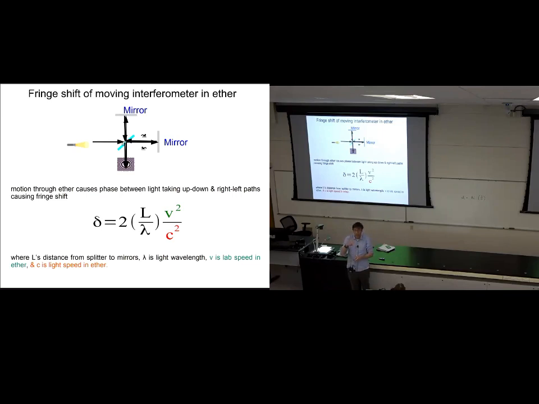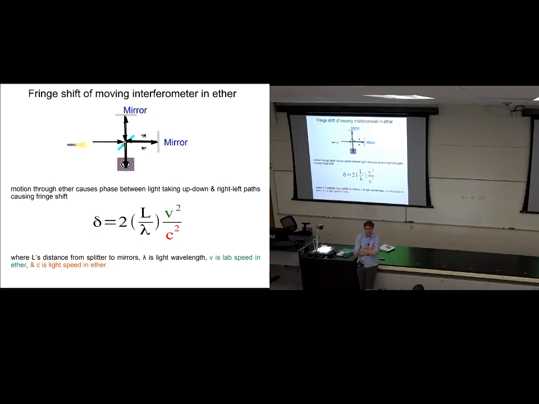What matters is V over C, actually V over C squared. So this is the square of your speed through the ether divided by the square of the speed of light traveling through the ether. The problem is, you see, that this number here, v squared over c squared, is going to be tiny.